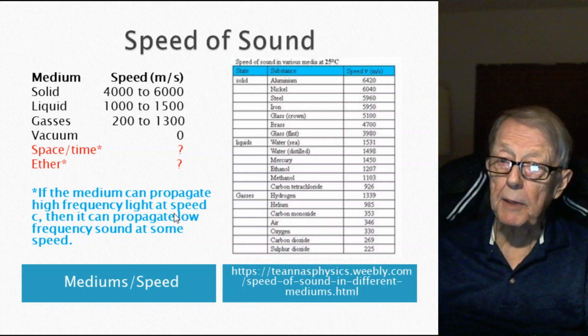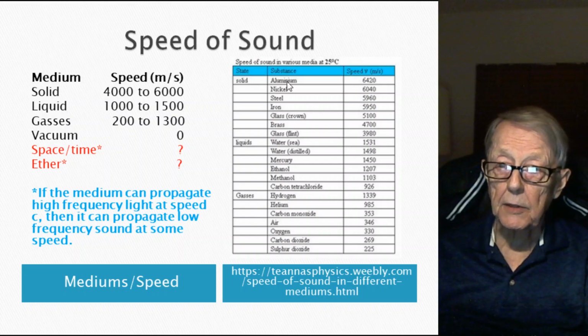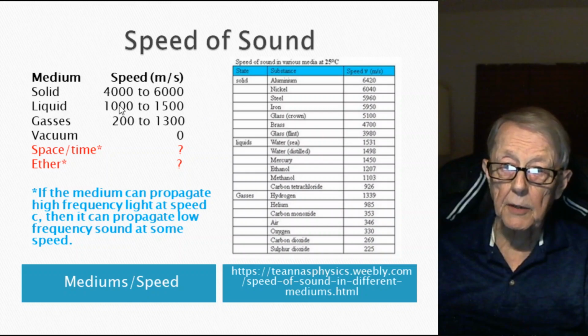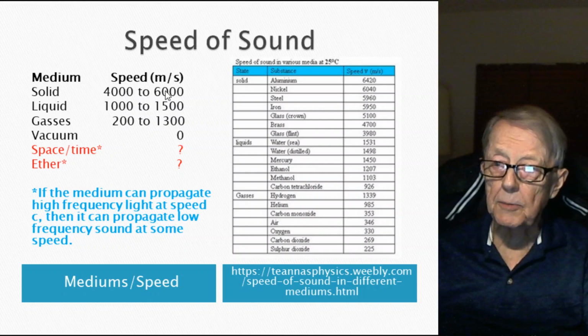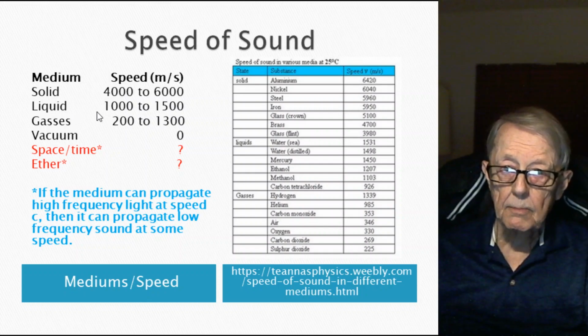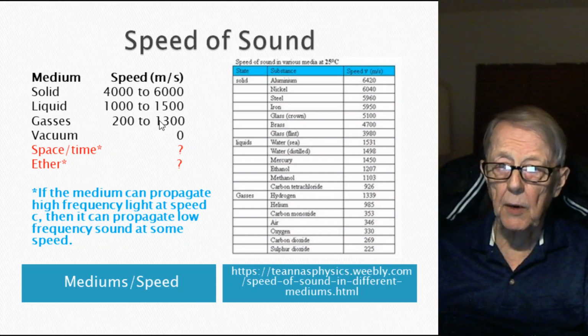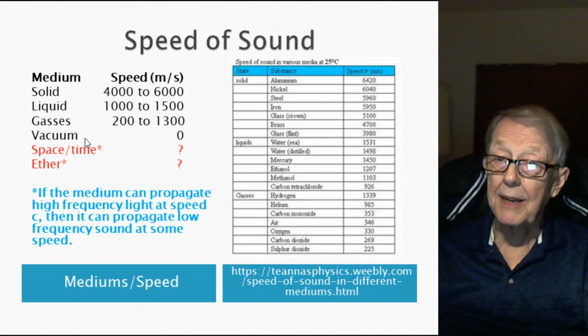Now let's look at the speed of sound. Well, sound is much, much slower. It's a lower frequency, and its speed is also slower. In a solid, sound goes, well, there's a whole list of them. I got these range of numbers from this chart. In a solid it is 4,000 to 6,000 meters per second. Liquid is 1,000 to 1,500 meters per second. Gas is 200 to 1,300. But in a vacuum in space, we know sound does not propagate in space.